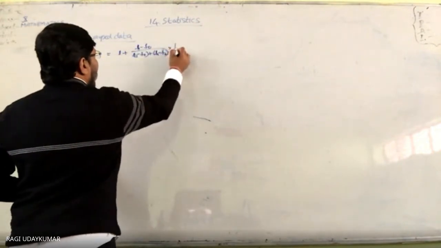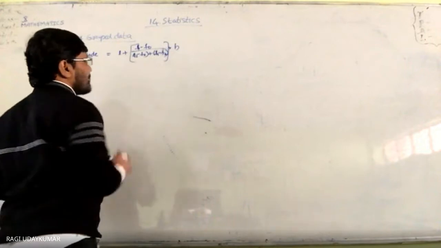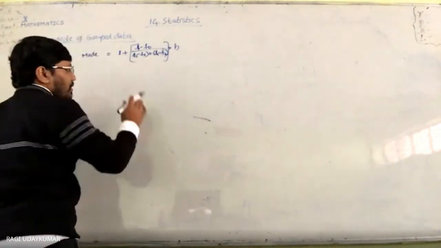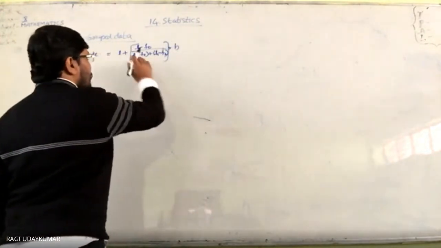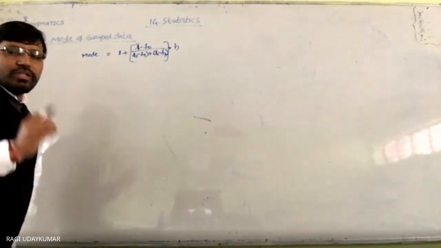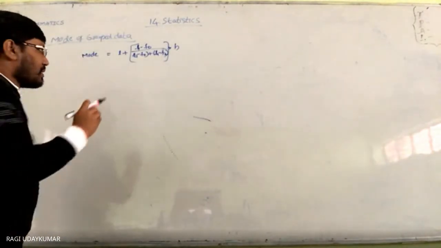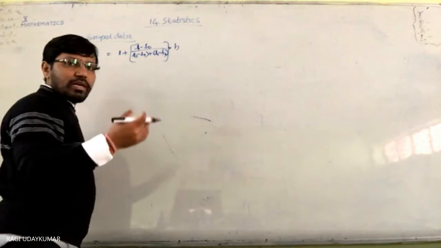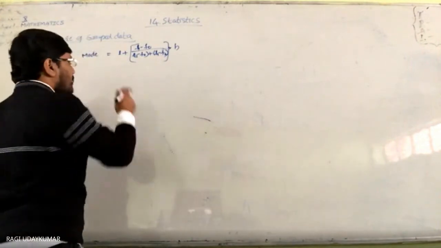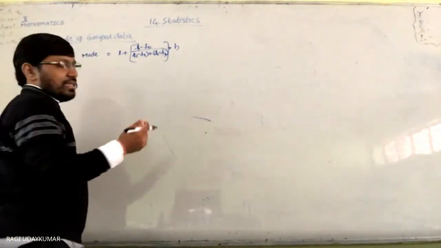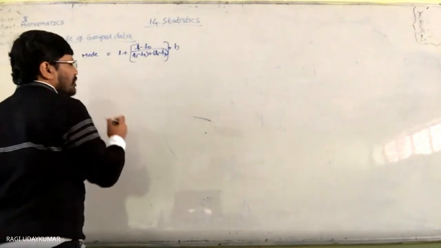H is the class size. So I will explain it here. What is F1, F0, F2? First, while taking the problem example here, you can easily understand. Here the representation may be anything. Sometimes the question may be given this way.